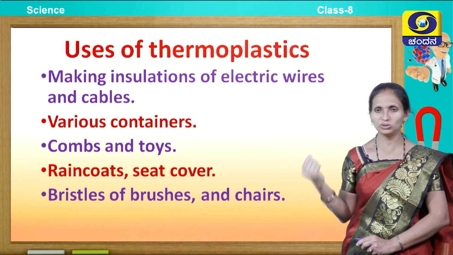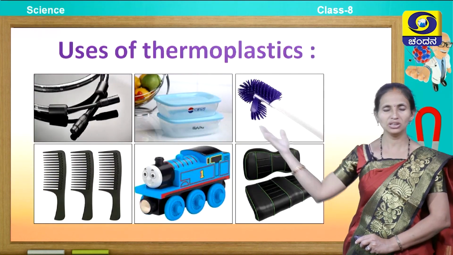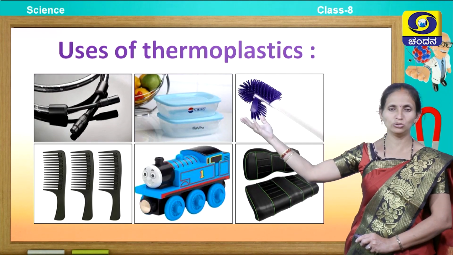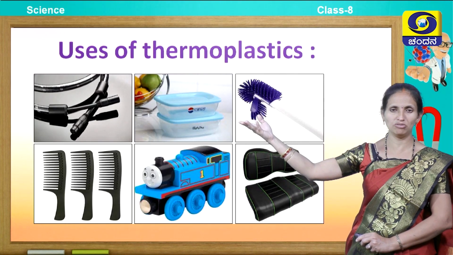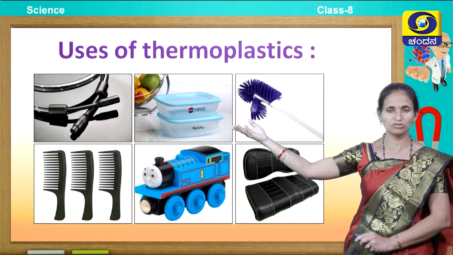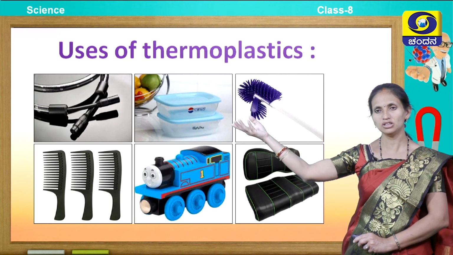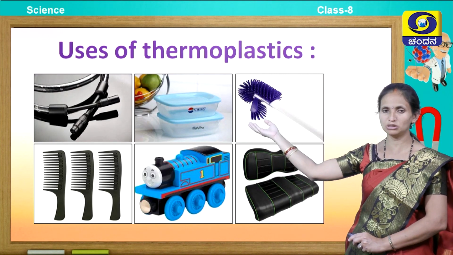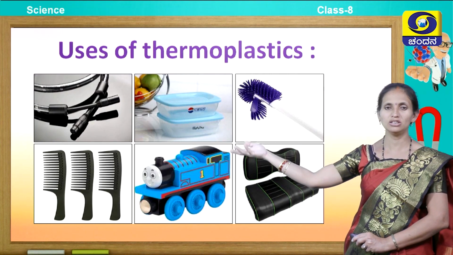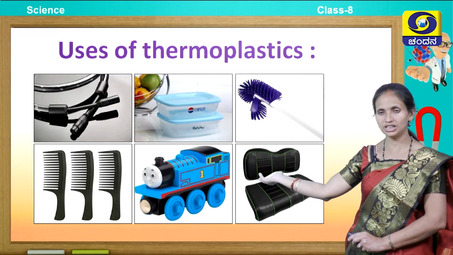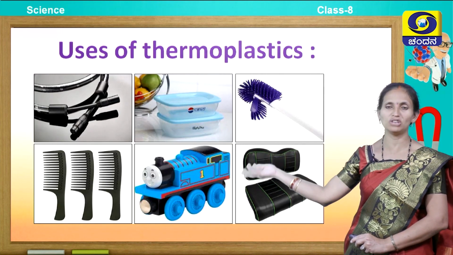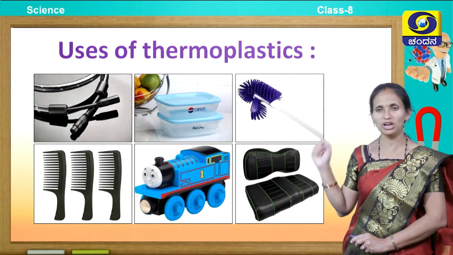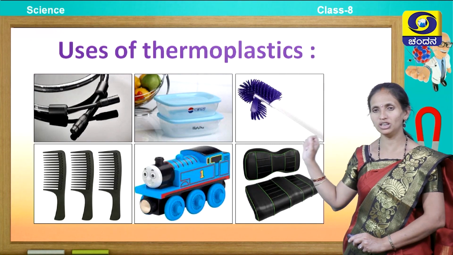We are using them. Here you can see they are used for making cable wires and insulation wires. They are used for making containers, and these containers are used for storing food grains. Then bristles of brushes, combs, toys, seat covers. These are some of the uses of thermoplastic that we can see in our day to day life.